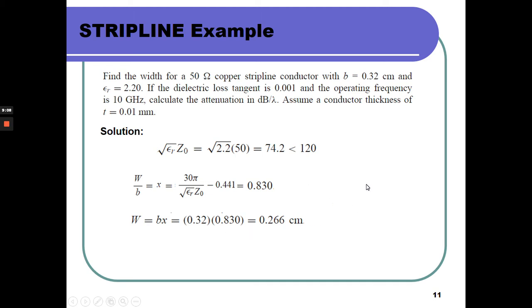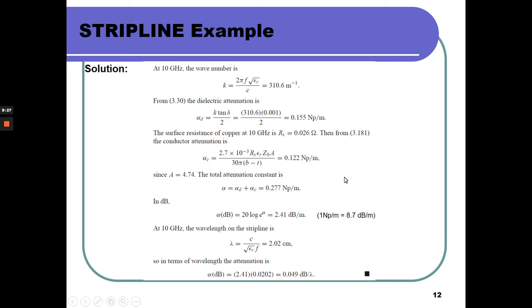Okay, now since W has been estimated, we need to calculate the attenuation, meaning the total attenuation. So total attenuation is basically alpha C plus alpha D. Now we need to find first the alpha D. We need to find K first. We know from the equation 2 pi F root over epsilon R by C is equal to K. So we find K like this. We have all the values, just need to put it and calculate by calculator.